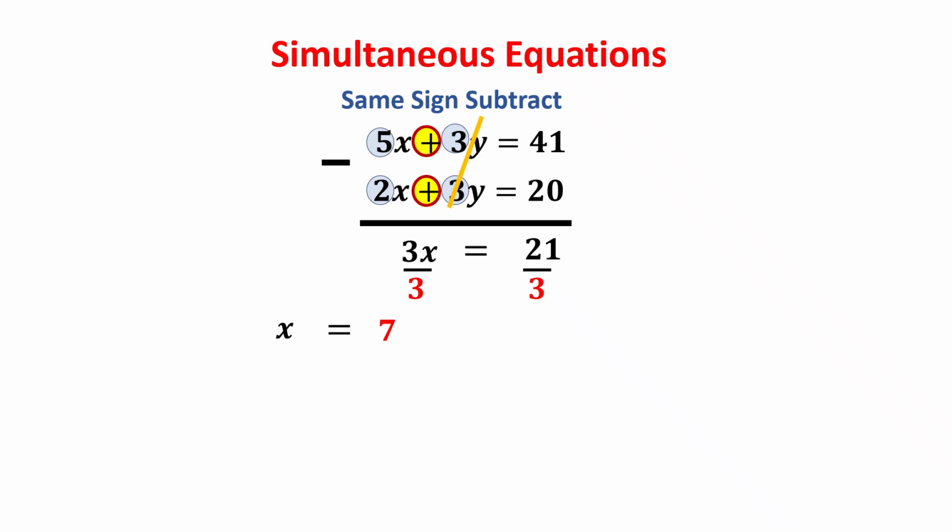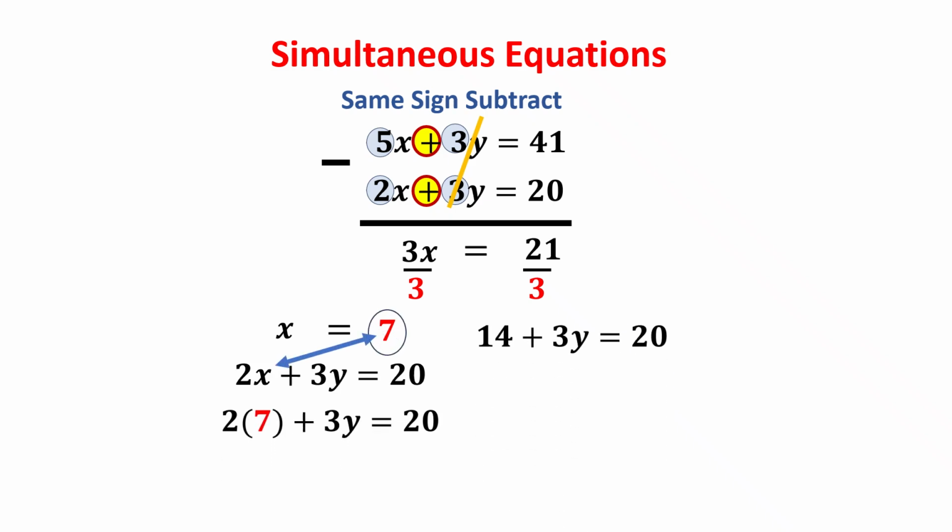Once you got x, that's not all. We need to find y. To find y, we can substitute in this equation or this one. The second equation has smaller numbers, so I'll just use the second equation. So instead of 2x, it will be 2 times 7, because the x is 7, plus 3y equals 20. 2 times 7 is 14, plus 3y equals 20. 14 plus 6 is 20. That means 3y is 6 and y is just 2. That's it for the first equation.